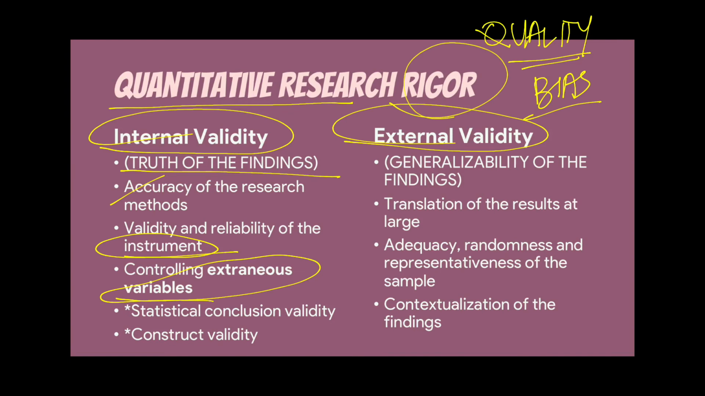Some of them you cannot control, like for example, pain threshold, or for example, you're talking about the relationship between bullying and depressive episodes. Now, what if the person already has a diagnosis of depression? So how can you be sure that the data that you're collecting is really related to bullying, or is it really because the person is already diagnosed? So that's another example of an extraneous variable.